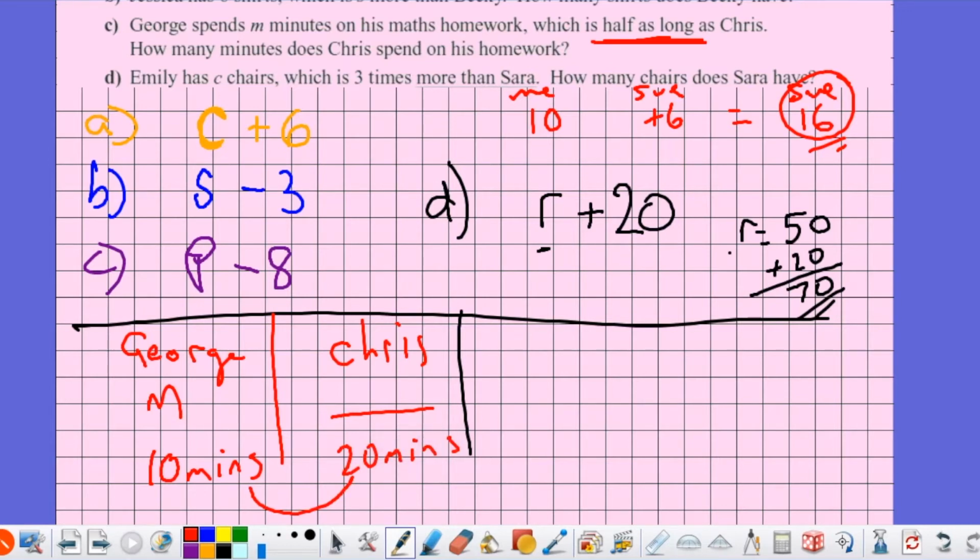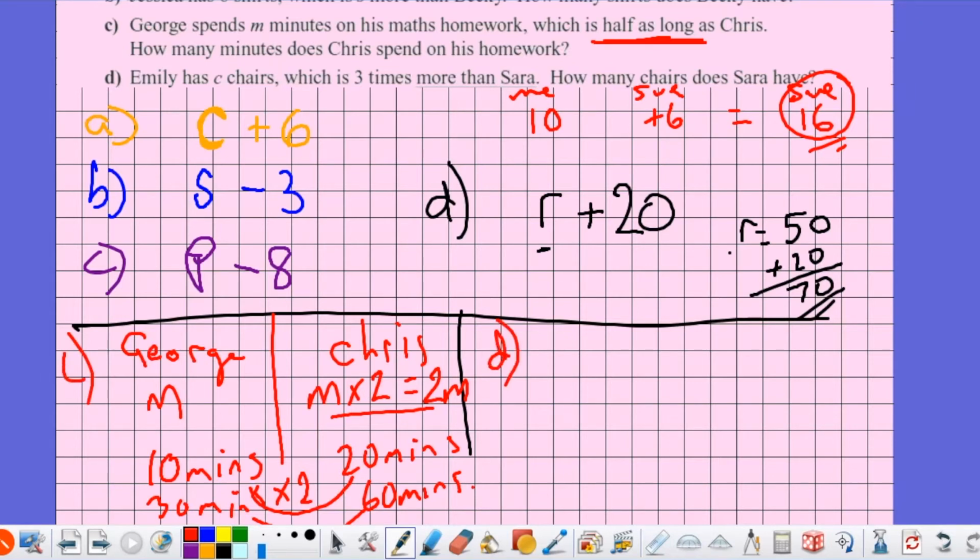If he did 30 minutes homework, which is half as long, that means Chris does 60 minutes homework. In each of these cases, we are timesing it by 2. So Chris would be M times 2. And if we were to write that algebraically, we would write it as 2 lots of m. Either answer is correct. M times 2 is the same as 2m, but we prefer to see it written as 2m.